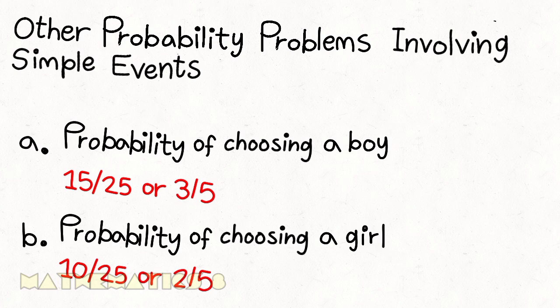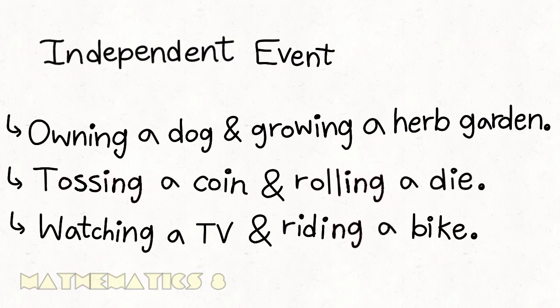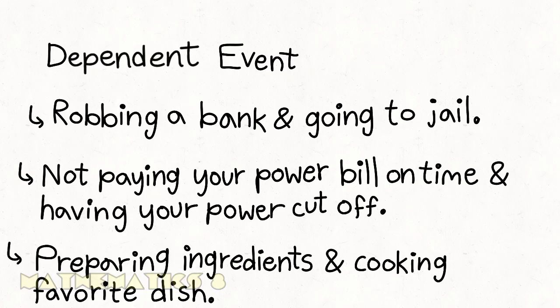When two events are independent, one event does not influence the probability of another event. An independent event is an event that has no connection to another event's chances of happening or not happening. When two events are dependent events, one event influences the probability of another event.